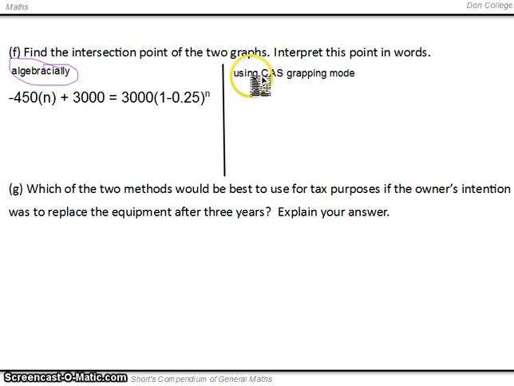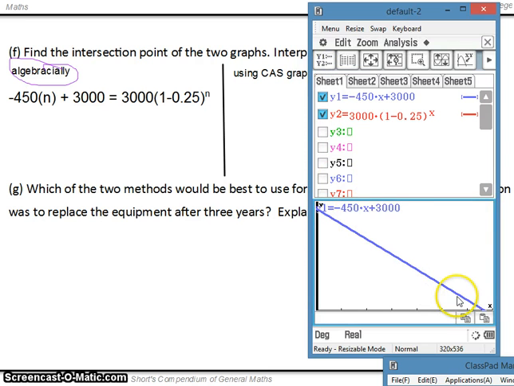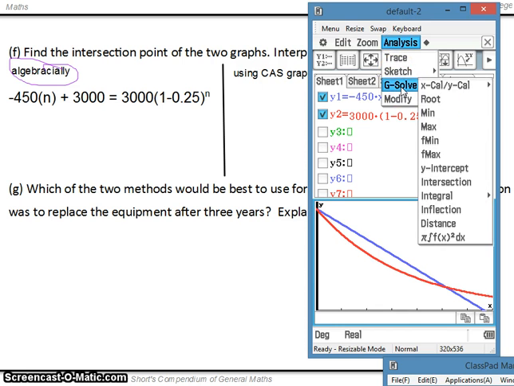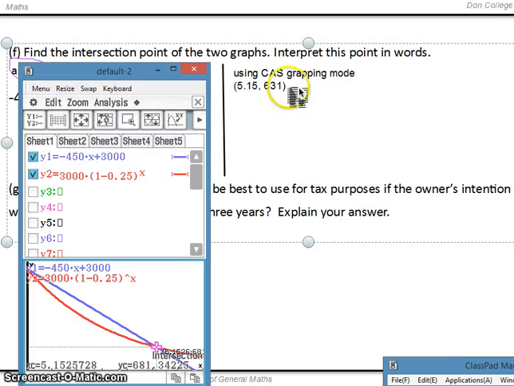Another way to find this is using the graphing mode. Okay, so bring your calculator, go back into the graph, click in the graph and go to Analysis, G-Solve, and we want the intersection, the point of intersection. It'll tell us 0, 3,000, and if you hit right, 5.15, and it actually tells us that the amount it's worth there is 681.34. Okay, so to interpret that in words, it means that at 5.15 years, both methods have the equipment worth $631.